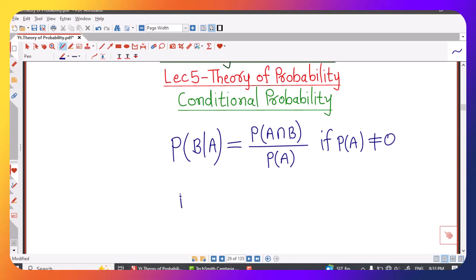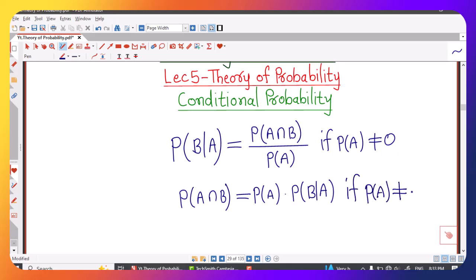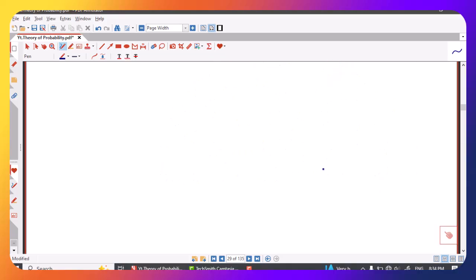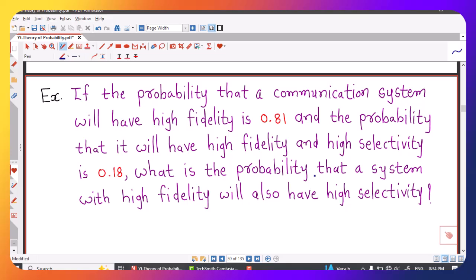And from this, if we are interested in the joint probability of A and B, then we have this multiplication rule of probability. So both are equivalent. We can derive the multiplication rule from this definition, or we can write this definition from the multiplication rule of probability. We will apply both of these formulas whenever we have dependent events, that is, when one event is affected by the occurrence of another event. So we consider this example first.